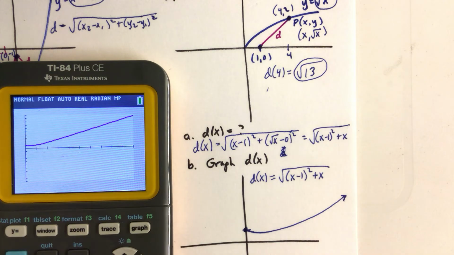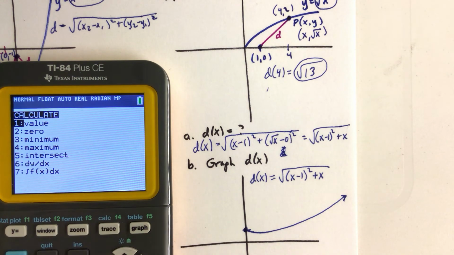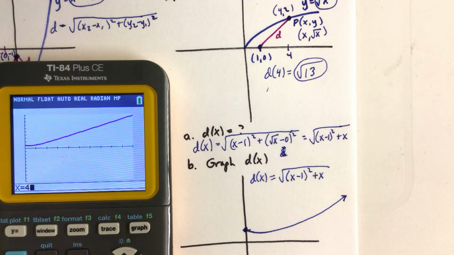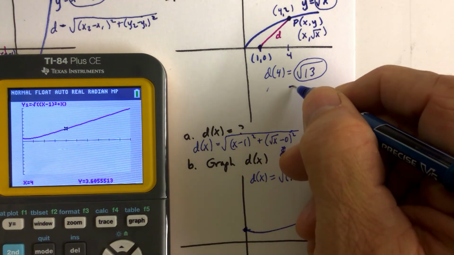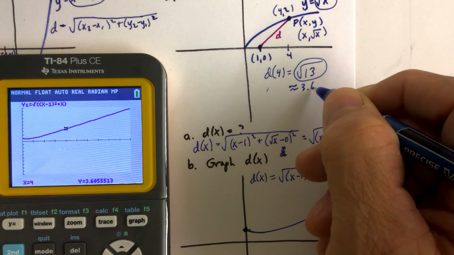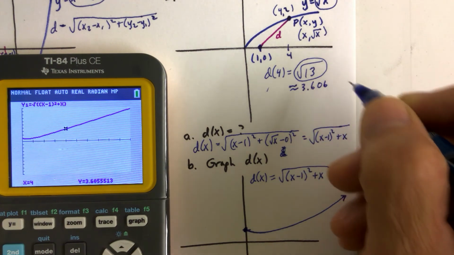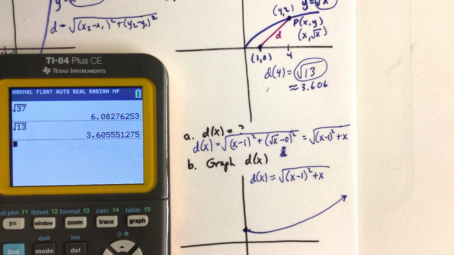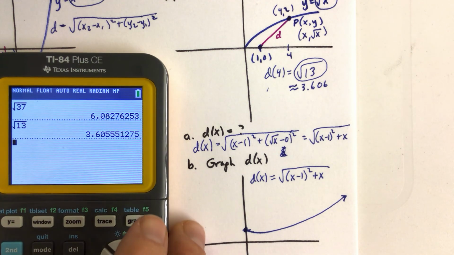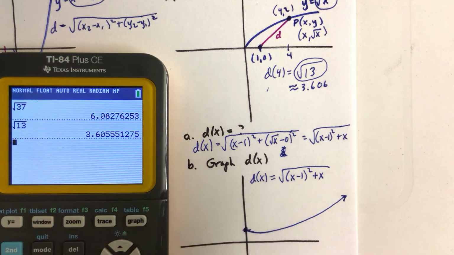And if we calculate the value of the function when x is 4, the square root of 13 should be around 3.606, let's say. We rounded that. And just to confirm, the square root of 13 is 3.606, as we just showed. All right, so that's it for this one.